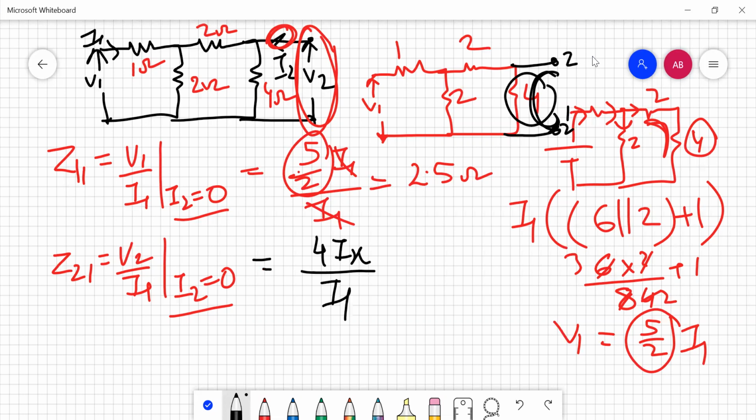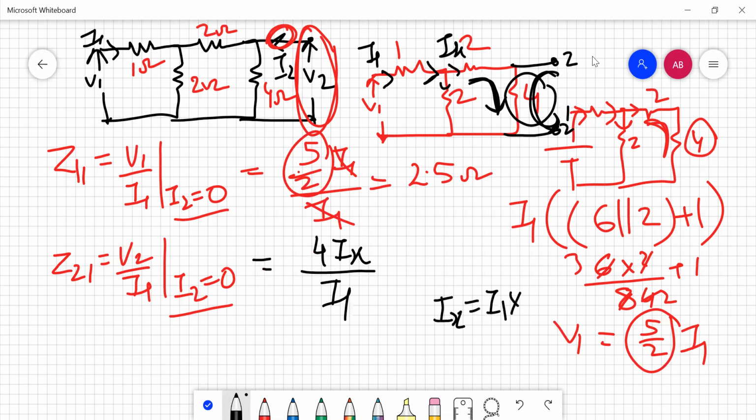Now you can see that the current flowing in this circuit is I1 only. So after coming here, it is getting divided into two portions. So we need to find out the value of the current in this branch only, right? So let's say the current over here is Ix. So just apply your current division rule.